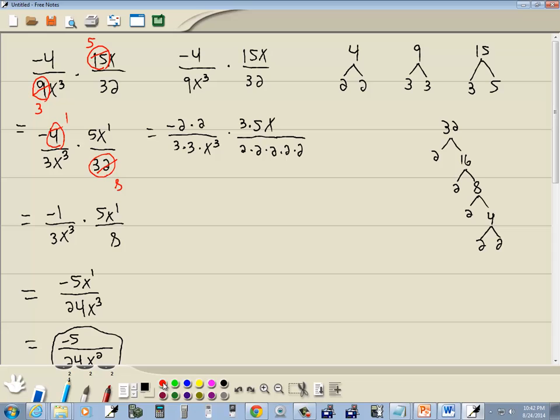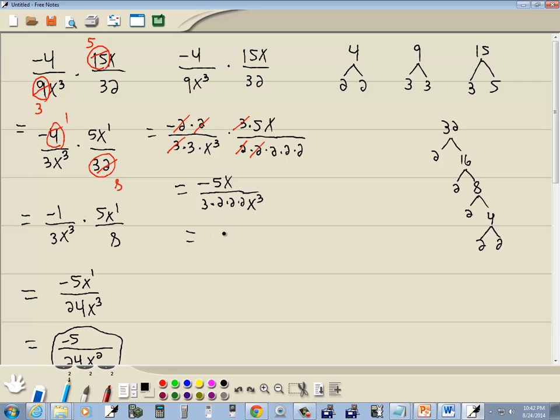Okay, now we're ready to do some canceling. The only guideline is one is on top, one is on the bottom, and they're the same. Here's a 2, here's a 2. Here's a 2, here's a 2. Here's a 3, here's a 3. And that looks like it. So let me put it together here. What am I left with up on top? Of course, the negative, and then 5x. And down below, we have 3, and then three 2's, and then x to the third.